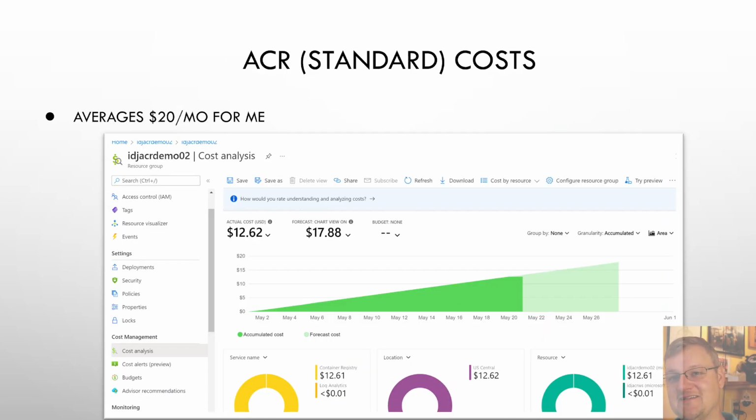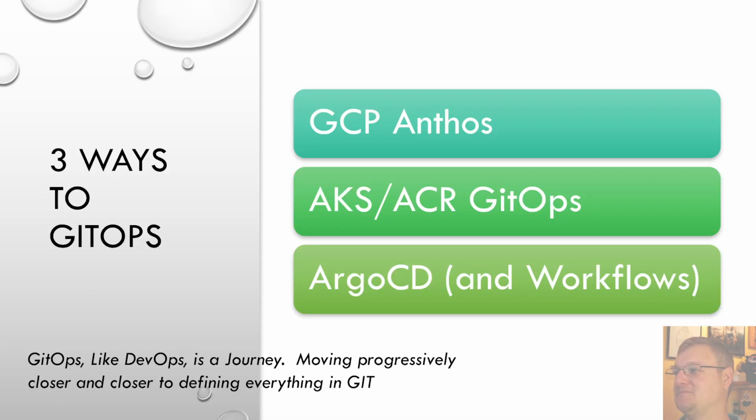As I said, ACR isn't free. In my case, I spend about 20 bucks a month on this one container registry, and that's a mix of the Log Analytics workspace as well as the container registry itself. But I'm getting free builds out of there. It is GitOps, but it's not free, so it's a thing to point out.